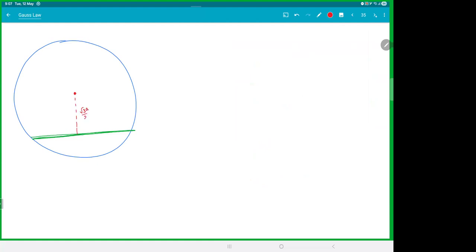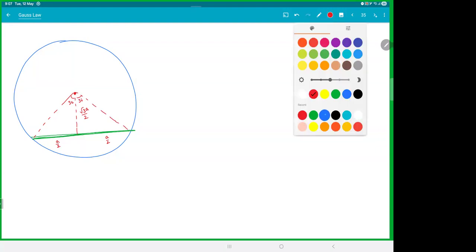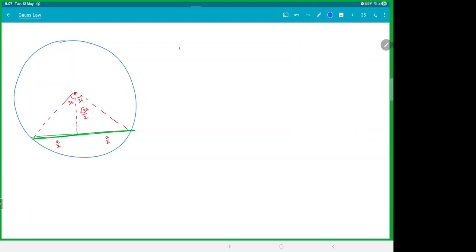This is root 3 A by 2. This was A by 2, and this was A by 2. And you can clearly see this angle is 30 and 30. This is 60 degrees total. They are done. So for the full cylinder, the flux will be the total charge lambda L by epsilon.